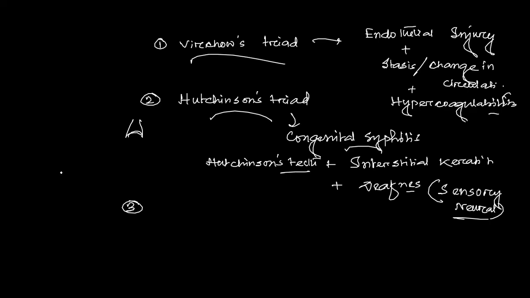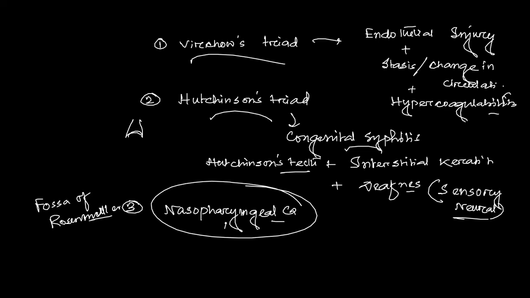Third one. Nasopharyngeal cancer generally arises from a space that is known as the fossa of Rosenmuller. Rosenmuller is the space from where the nasopharyngeal cancer arises. In nasopharyngeal cancer, you will get a triad. Name of the triad is Trotter's triad. What is that?